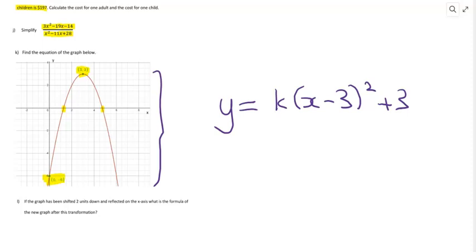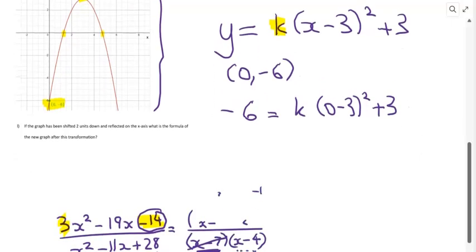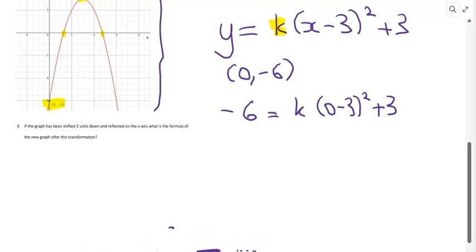And we know from looking that this is an upside down parabola, so k is going to turn out to be a negative number. The next thing we're going to do is substitute in a point, and that point is (0, -6). So we get -6 is equal to k times (0 minus 3) squared plus 3. What we're doing now, remember, is trying to find the scale factor. We've got the basic shape, the basic pattern of the quadratic worked out.